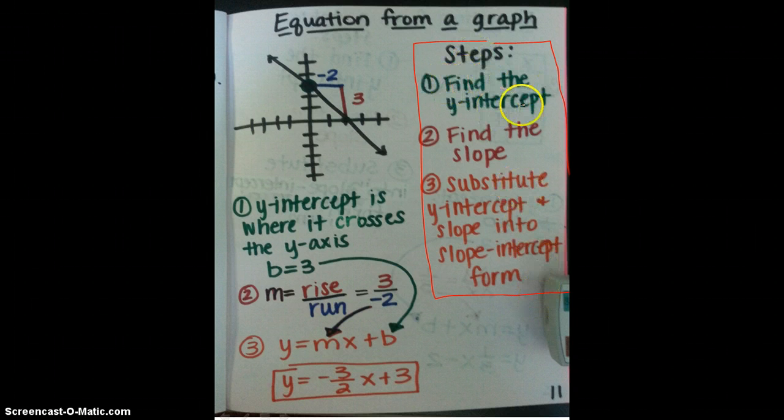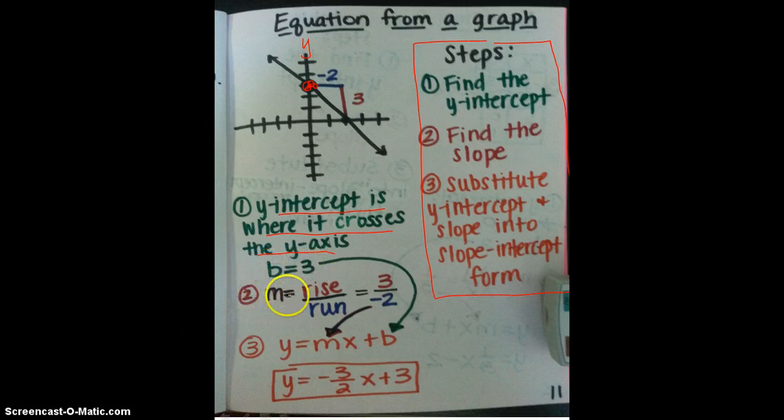Step 1 is to find the y-intercept. Step 2 is to find the slope. And step 3 is to substitute the y-intercept and slope into slope-intercept form. So, over here, find the y-intercept. Remember, the y-intercept is where it crosses the y-axis. So we go on the y-axis. Remember, this is our y-axis, and right here is where it crossed, and that point is 3. So b equals 3.